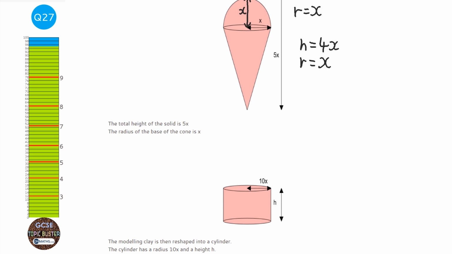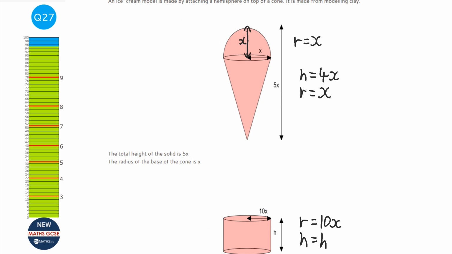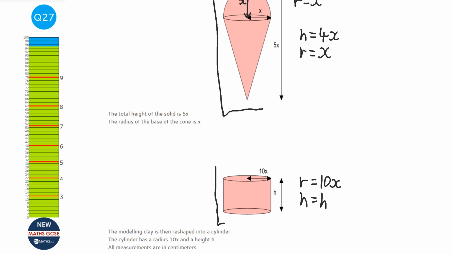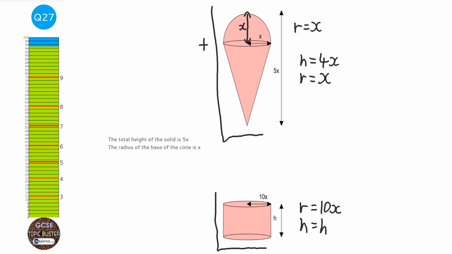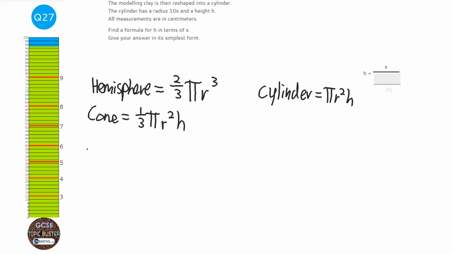So let's keep going. The radius of the cylinder is going to be 10x, and the height is just labelled as h. So that's nice and simple. Now let's have a look at what this question's saying. It's saying that this thing here is going to be melted down and is going to be used to create this. So that's just saying that the volumes are going to be the same. So if I add the volume of the hemisphere to the volume of the cone, it should equal the volume of the cylinder.